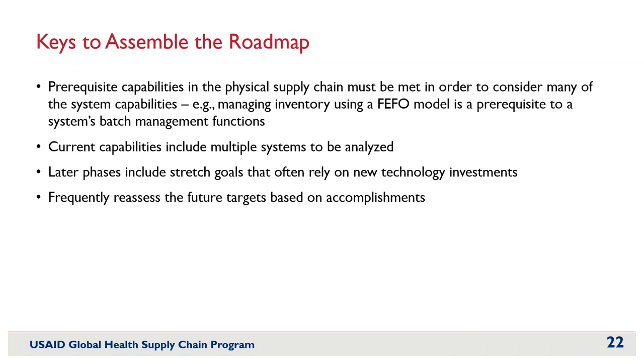And then, you know, the idea of the roadmap is that you frequently reassess. This is a tool that you should be able to use in your annual work plan to describe what should we be targeting based upon where we are today and the improvements that we're seeking in the supply chain. What capabilities should we be targeting, whether we have to build them or buy them or implement something that we already have. Frequently reassess those targets based upon what you're accomplishing today and where you want to drive that supply chain in the future.